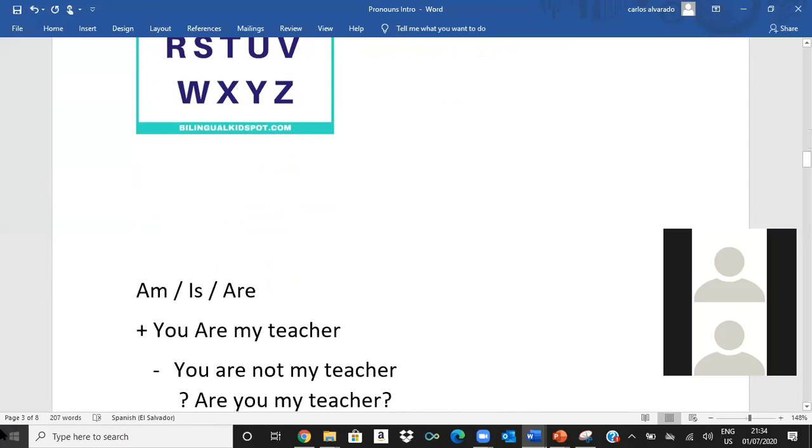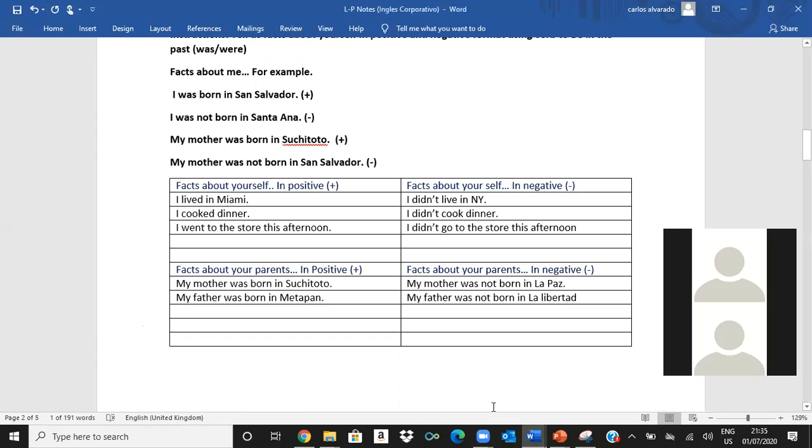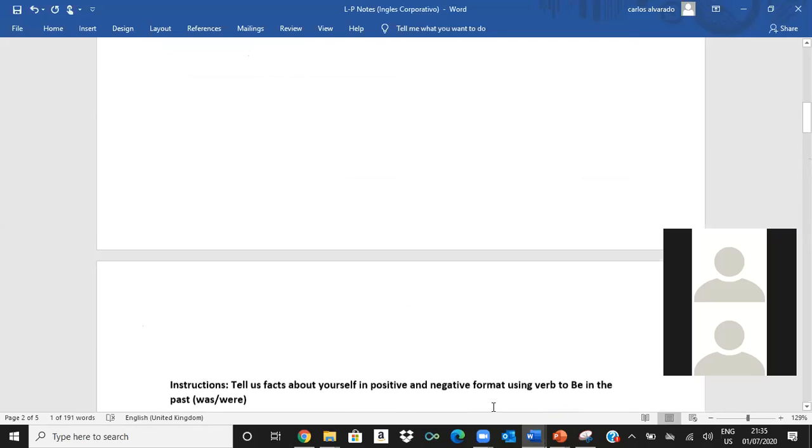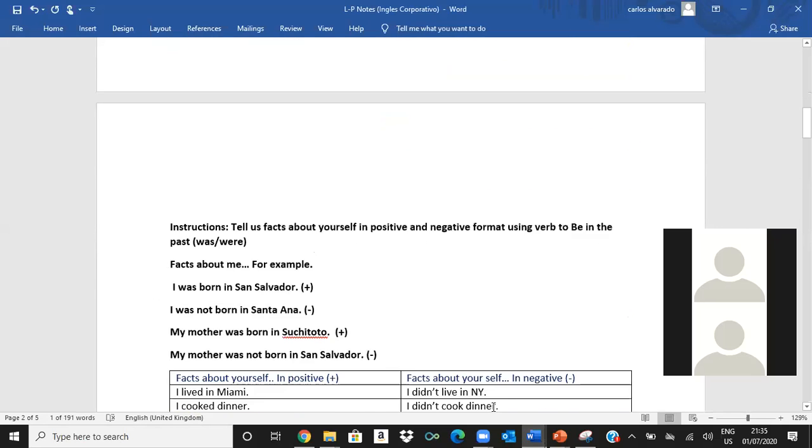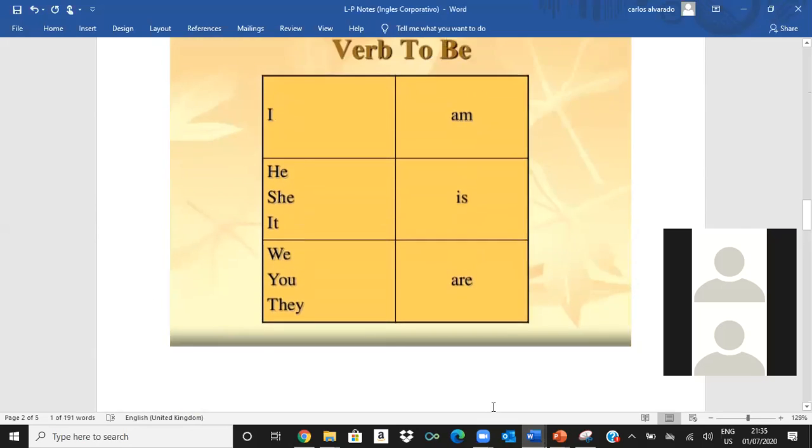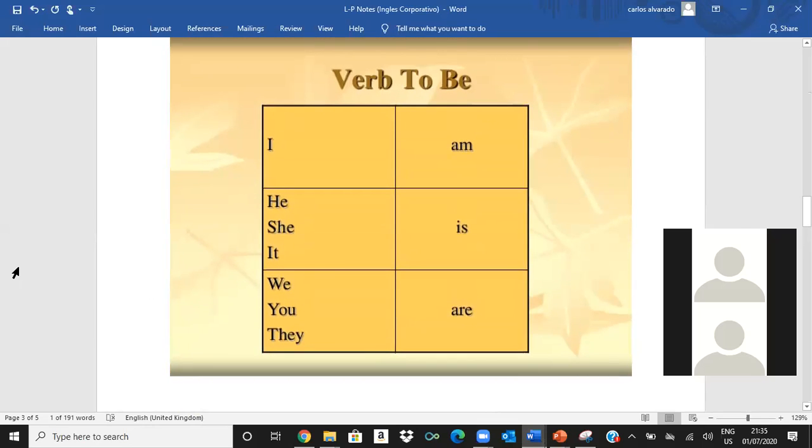Okay, and now we're going to go to another lesson. Este es el verbo más importante de todo el inglés. El que le voy a enseñar ahorita. Permítanme. Tengo una foto aquí. Okay. This is the most important verb in English. ¿Por qué? Porque de aquí van a usarlo en diferentes tiempos, en el pasado, en el presente continuo. Este es el verbo ser. El verbo más importante del idioma. El que más se usa.